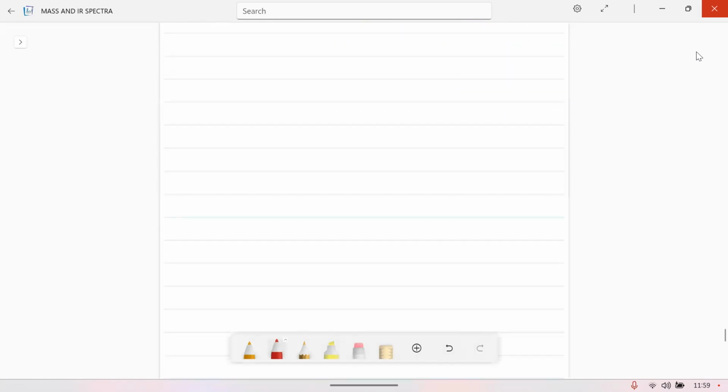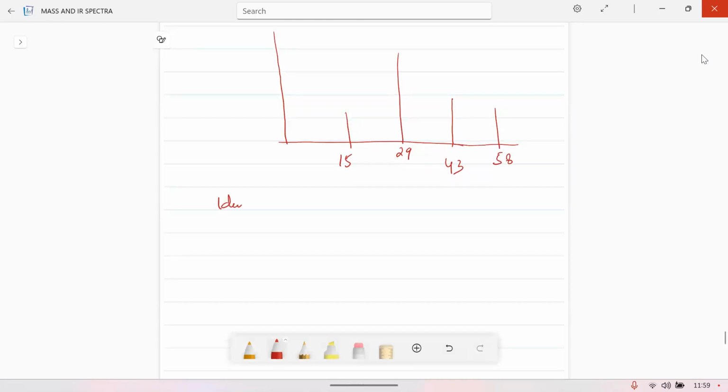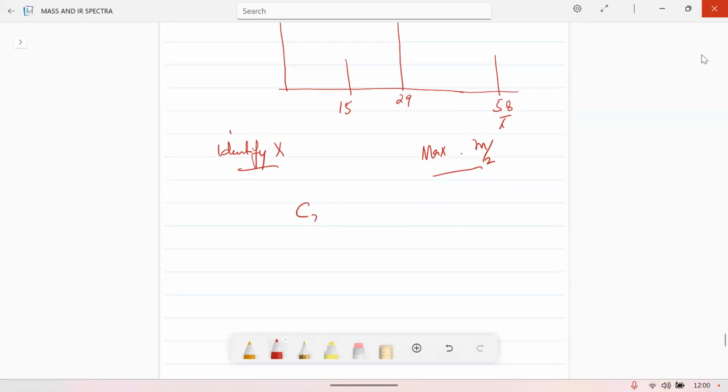Let us say the mass spectra which is given to us is this. This is 58. This is 29. This is 15. And then this is 43. So they may ask you to identify X. Now here it is 58, the maximum m/z value, and it can be an aldehyde or an alcohol. I don't think there is a need for 43. Let us see. We know it is an alcohol. So alcohols have the formula CnH2n+1OH, that is equal to 58.